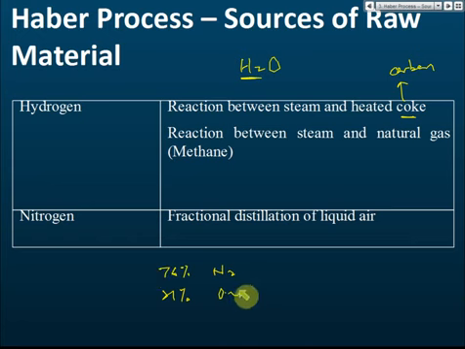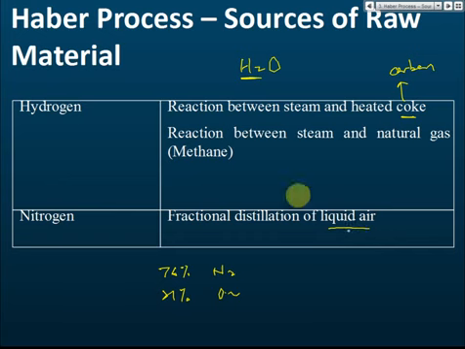But the problem is, how do we separate this nitrogen from the other gases in the air? What we do is we compress the air. When you compress the air at very high pressure, the air will become liquid. We have liquid air. The air around us, we compress it to become liquid.